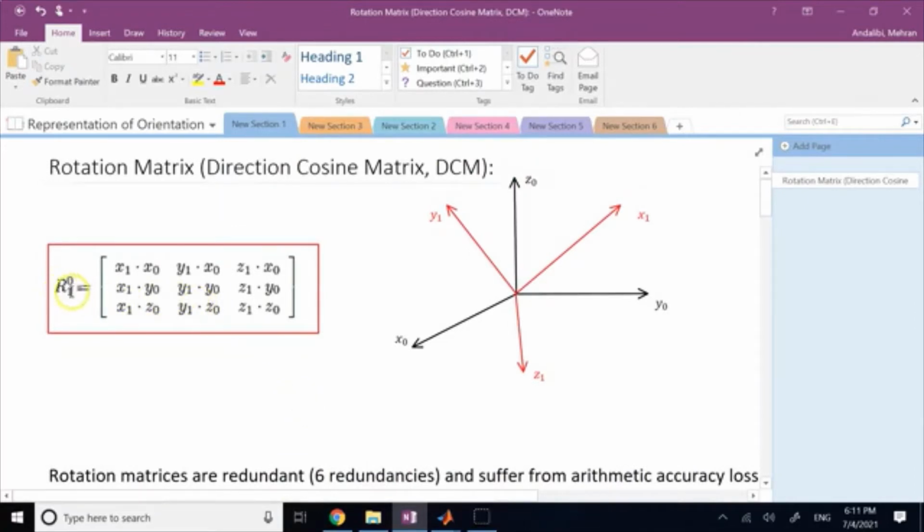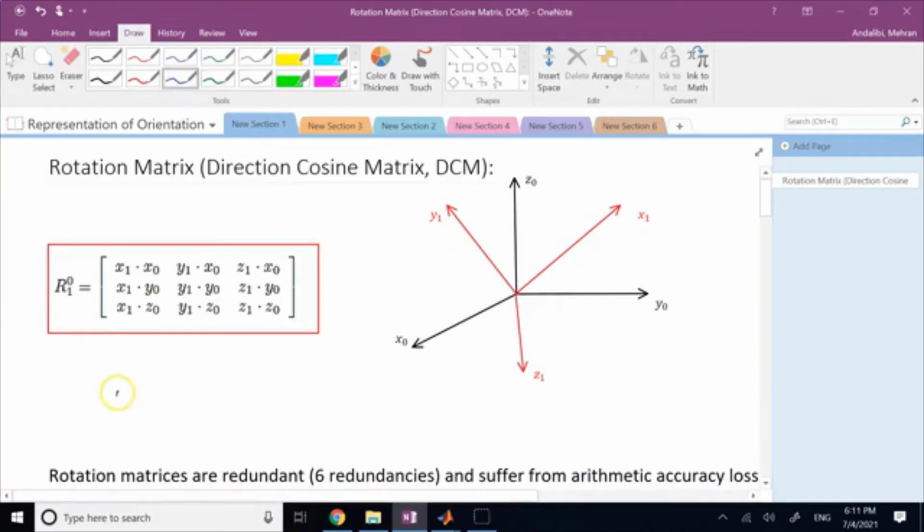Here, one way to describe the orientation of this frame 1 with respect to 0, as I said, is using a matrix we call the rotation matrix, and we show it with R10. This notation R10 means rotation or orientation of frame 1 with respect to frame 0. In general, it has a format like this, where the bottom is the new frame, and the top one is the old or reference frame.